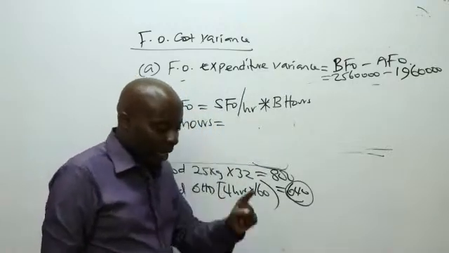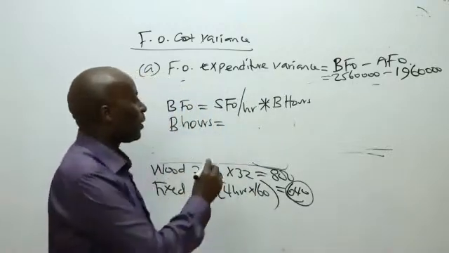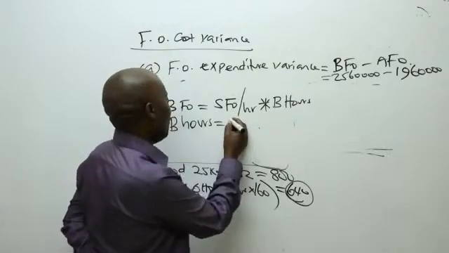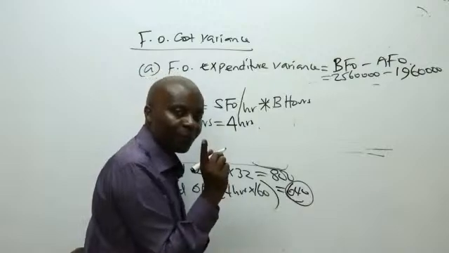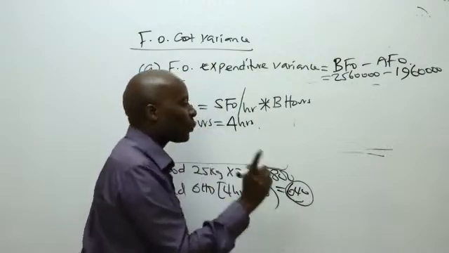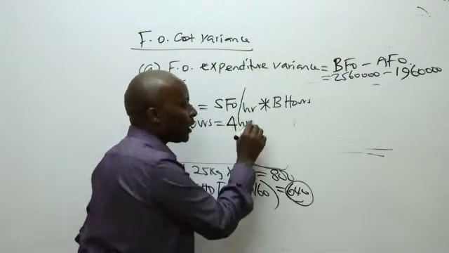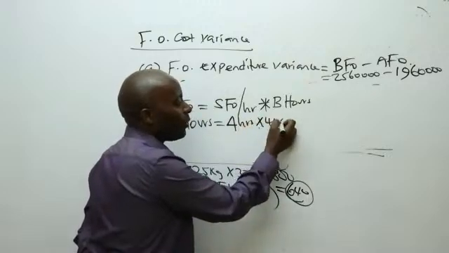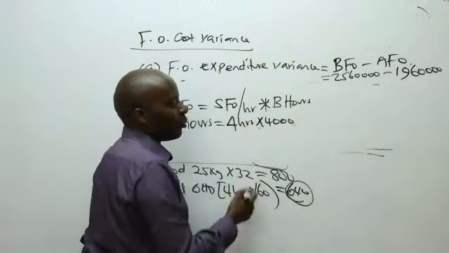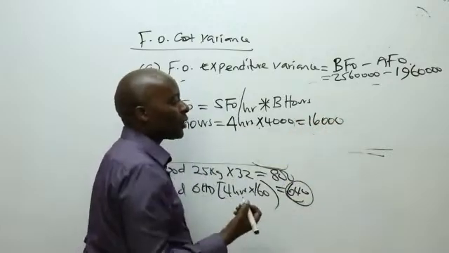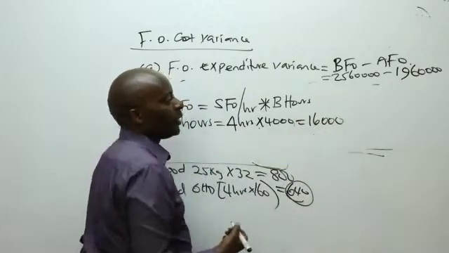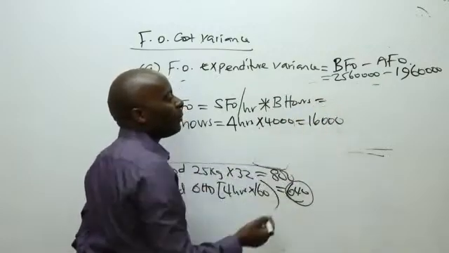I can see the labor hours were 4. So to get budgeted hours, 4 hours for one bench, times the number of benches we budgeted for. You gave me a figure of 4,000. So 4 times 4,000 gives me 16,000 budgeted hours.